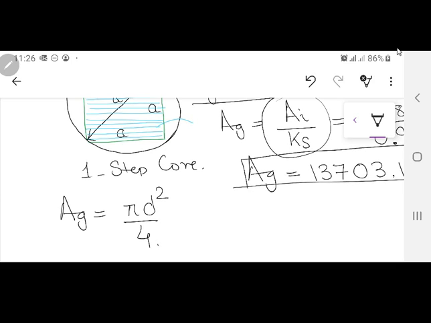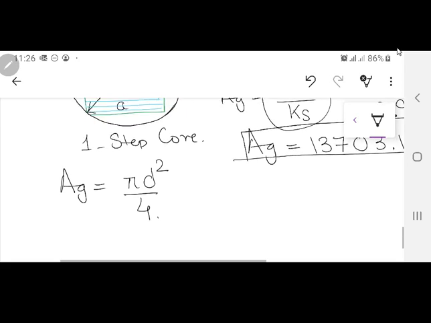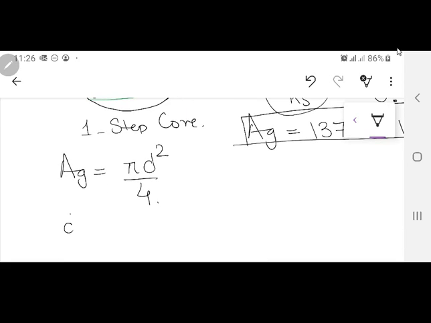If I write it in terms of the radius, it would be pi r square. Now since I have written in terms of diameter, because I need to find that d, this will be pi d square by 4. So if you put in this formula, d is equal to 4 into Ag divided by pi, under root.